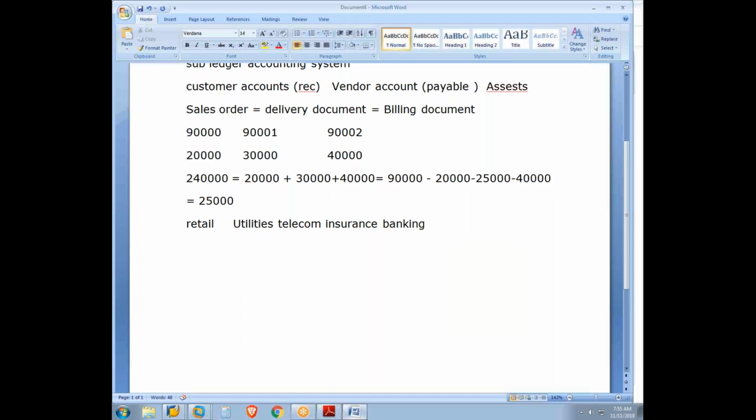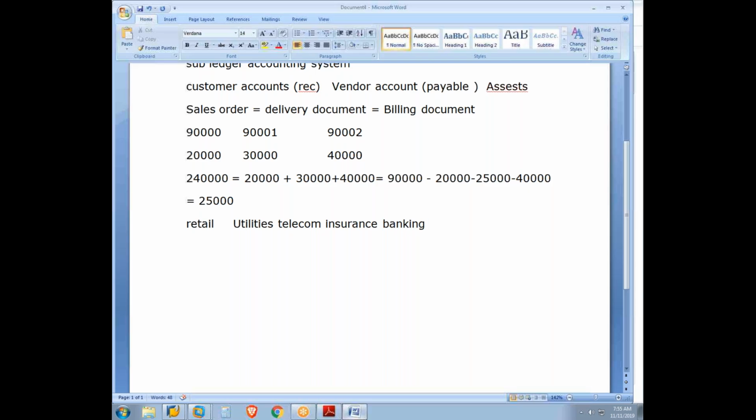Okay, if you take utility, telecom, insurance, these companies have got something common in the industry. What is the common factor? In typical sales and distribution, you have customers. You maintain a customer master record where you maintain general data, sales area data, accounting data. That kind of data is required to map the various sales documents and sales processes. Sometimes you have to create an inquiry, a quotation, order, delivery, billing.